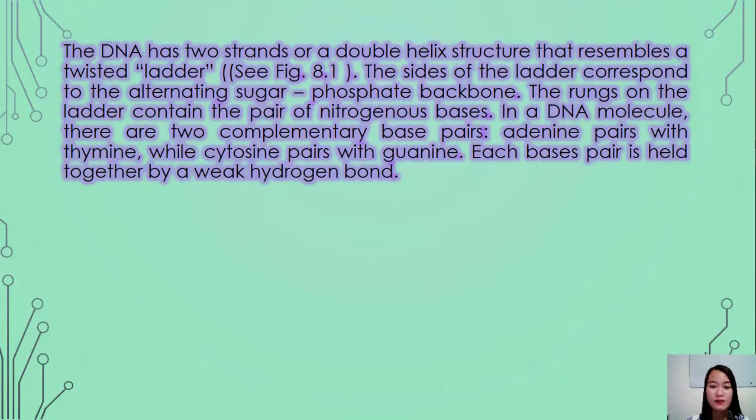Lagi niyong tatandaan itong base pairs pagdating sa DNA. Si adenine ay para kay thymine, while cytosine pairs with guanine. Each base pair is held together by a weak hydrogen bond. So mamaya makikita natin kung paano siya ginagawa. So tandaan natin, adenine pairs with thymine and cytosine pairs with guanine.